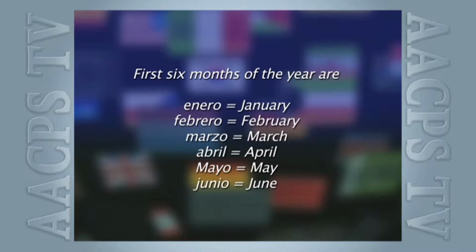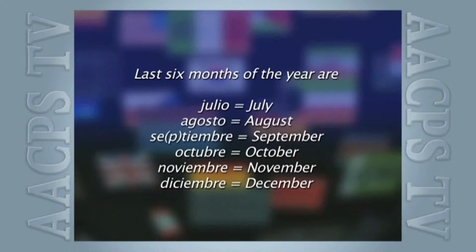Here's what we know. One, the first 6 months of the year are enero, febrero, marzo, abril, mayo, and junio. Two, the last 6 months of the year are julio, agosto, septiembre, octubre, noviembre, and diciembre.